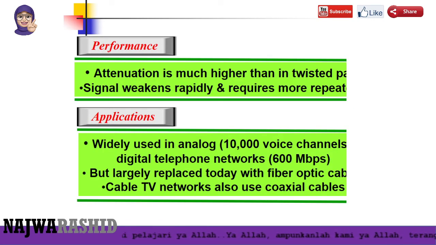So attenuation is much higher than in the twisted pair. The signal weakens rapidly and requires more repeaters. So if you use this cable, we need more repeaters in order to repeat the signals.